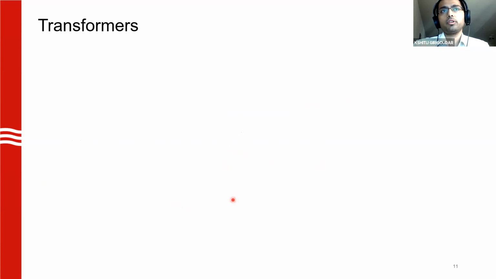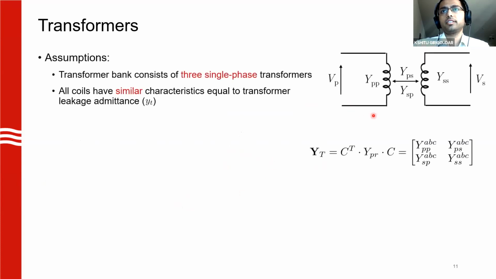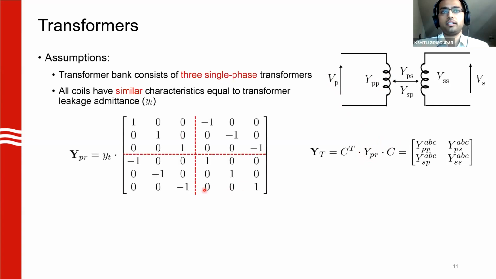The next component is the transformer. Here is a single-phase equivalent of the transformer model. The transformer admittance matrix is going to be a 6x6 matrix with 4 submatrices as shown here. The C matrix here is a connection matrix that maps the voltage drop across these coils to the actual node voltages which we have in the optimization problem as variables. And this YPR is a primitive admittance matrix that looks like this.